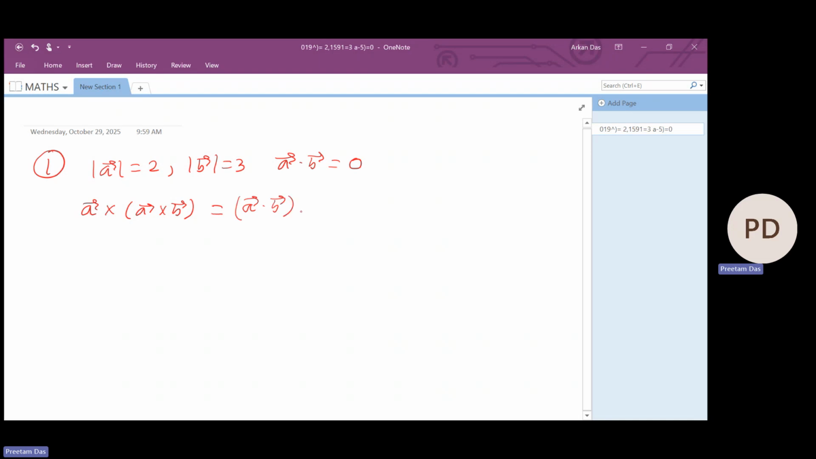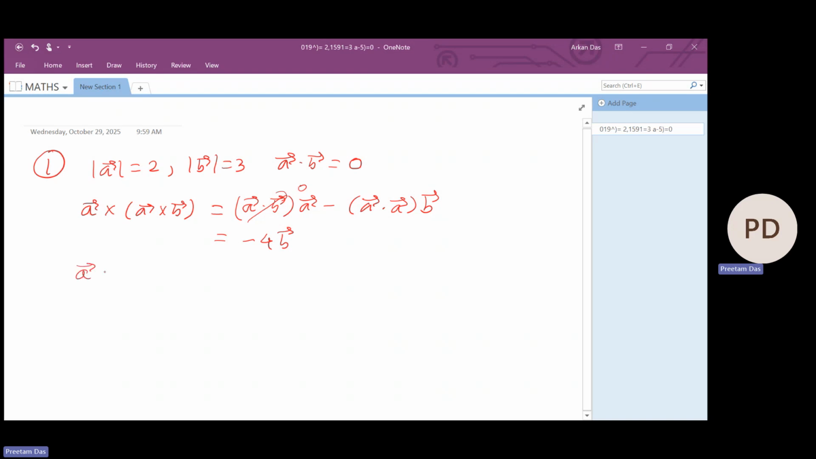It will be (A dot A)B minus (A dot B)A, right? Now A dot B is given to be 0. So this will vanish. And this minus A dot A will become what? Minus 4B. Why 4? Because A dot A is mod A square.